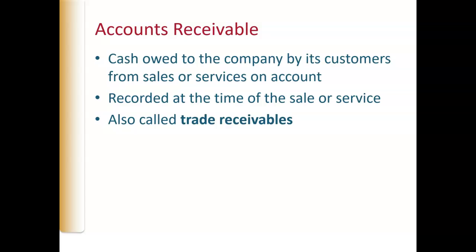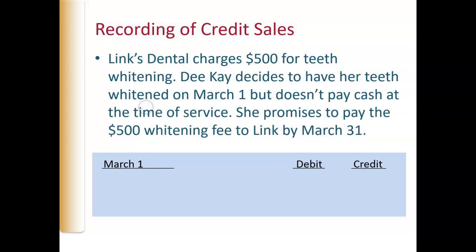Accounts receivable is cash owed to the company by its customers from the sales or services that are on account. We record this transaction at the point that we've delivered the services or the goods. Some people can also call it trade receivables. We're going to call it accounts receivable. It's an asset. It's a current asset.